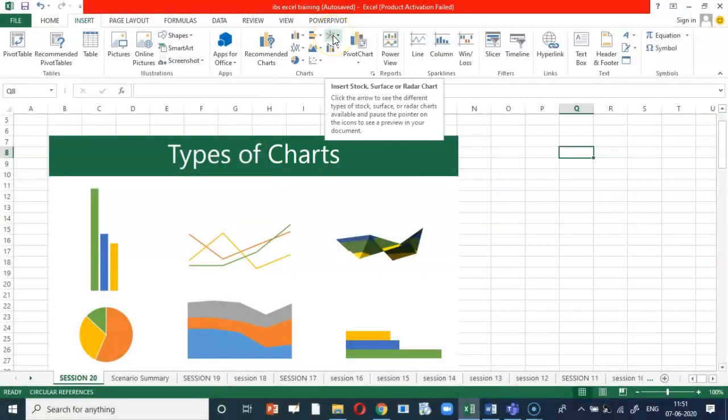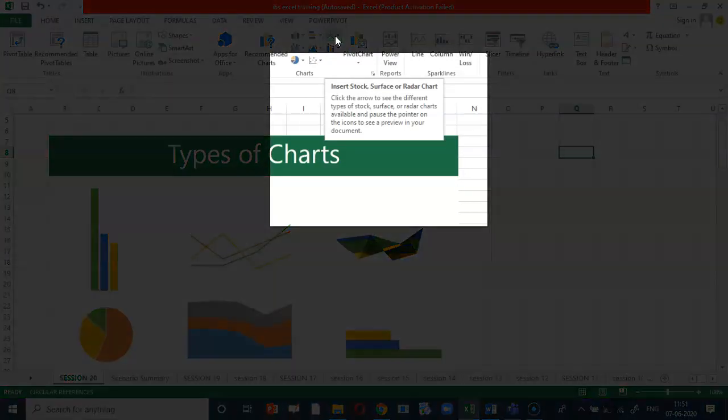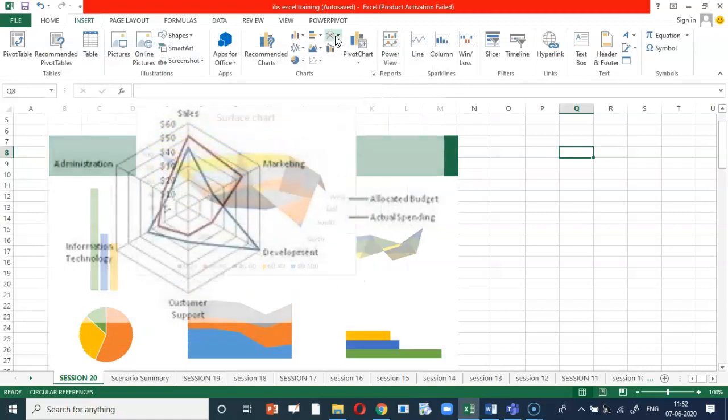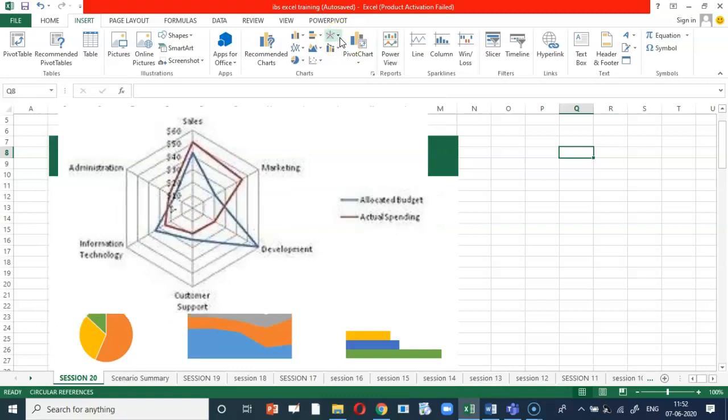We have the next one, stock, surface or radar chart. Traditionally used to display the high, low or closing price of stock, one uses the stock chart. Surface chart is a chart to represent data across a 3D landscape, and radar chart is used to display data from multiple variables in relation to each other using a radar platform.